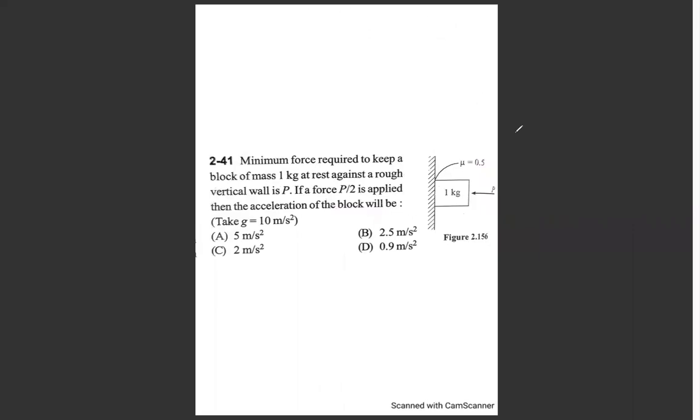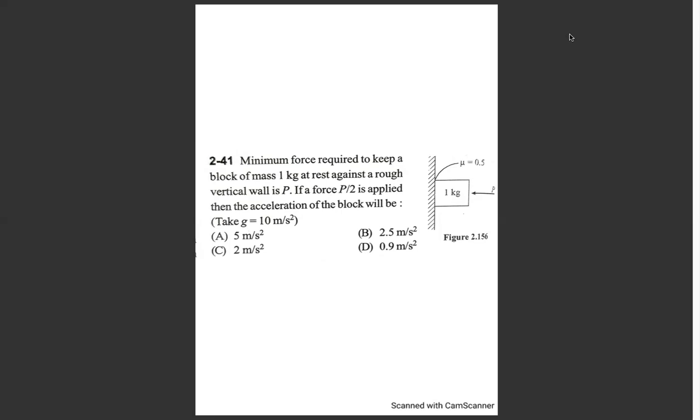Minimum force required to keep the block of mass 1 kg at rest against a rough vertical wall is P. If a force of P by 2 is applied, then we have to find out the acceleration of the block. That means when you apply a force of P, the block is held at rest.